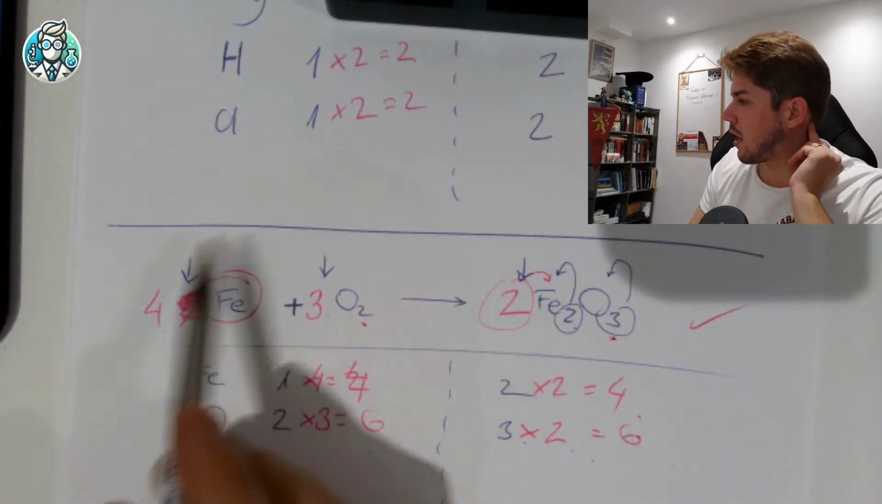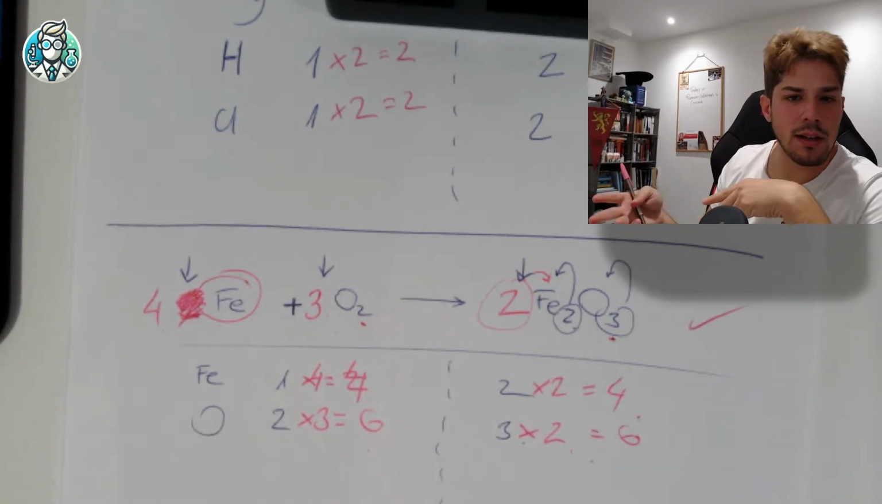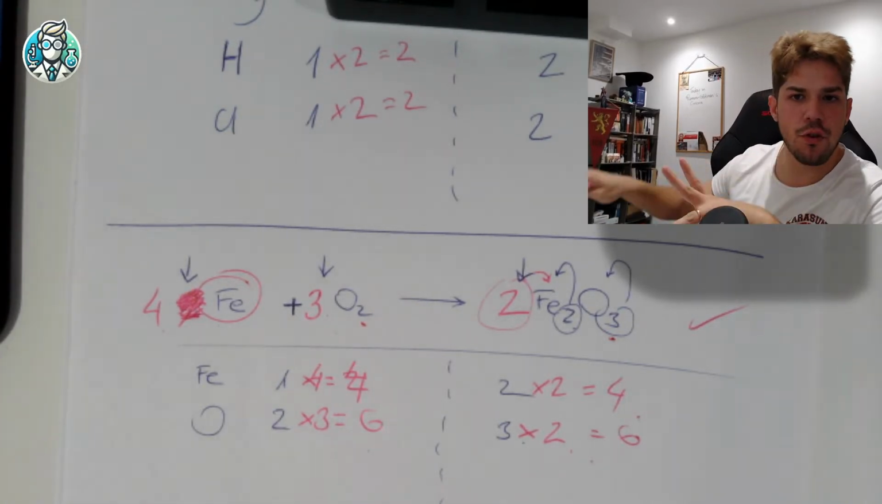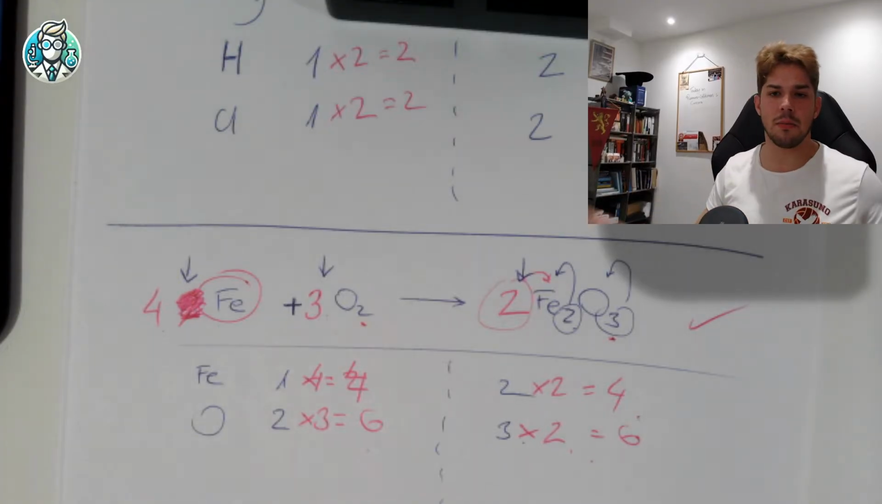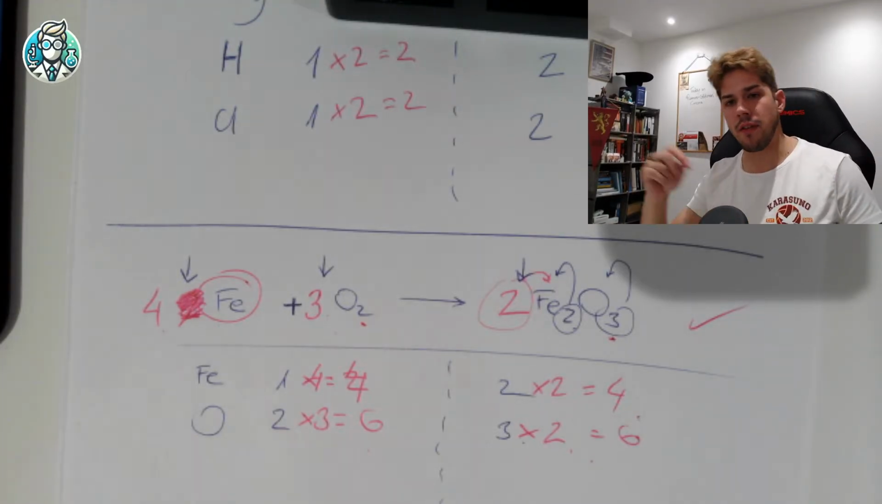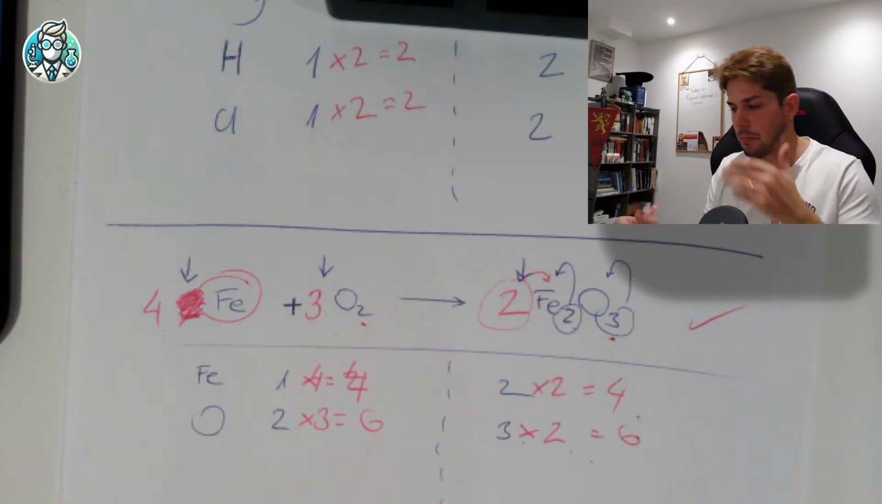The atoms, or the elements, that are on their own are much easier to balance. So you can leave them for the end. You can leave them at the end of the activity, because it's much easier to balance if they are on their own than if they are making a compound.